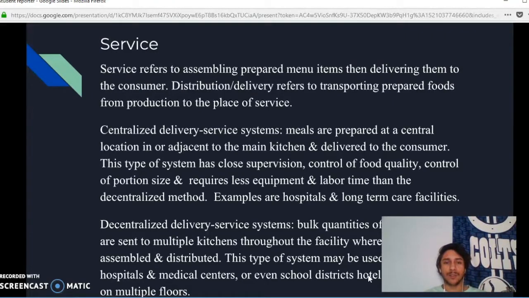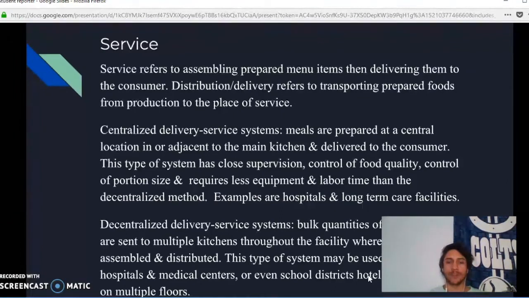In centralized delivery service systems, meals are prepared at a central location in or adjacent to the main kitchen and delivered to the consumer. This type of system has close supervision, control of food quality, control of portion size, and requires less equipment and labor time than the decentralized method. Examples of this would be hospitals and long-term care facilities.